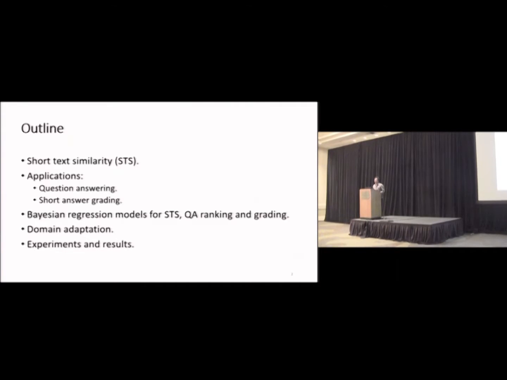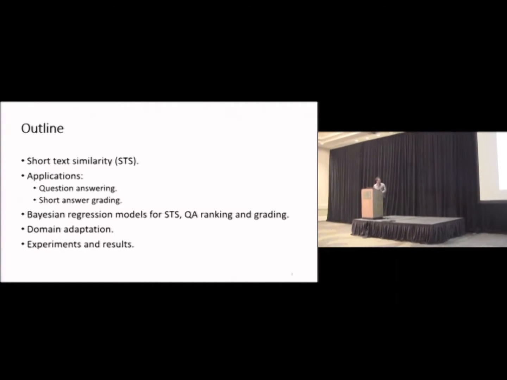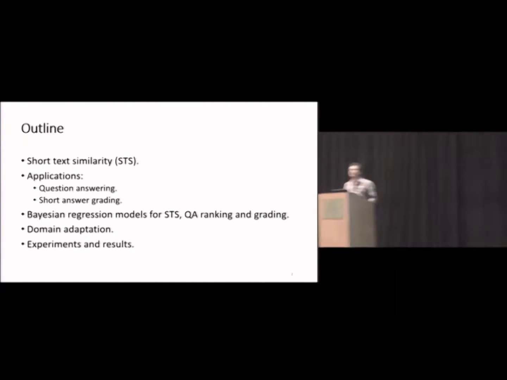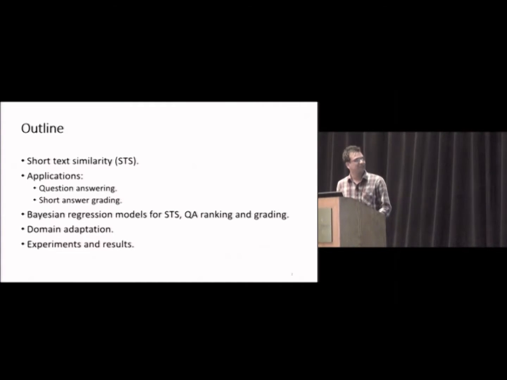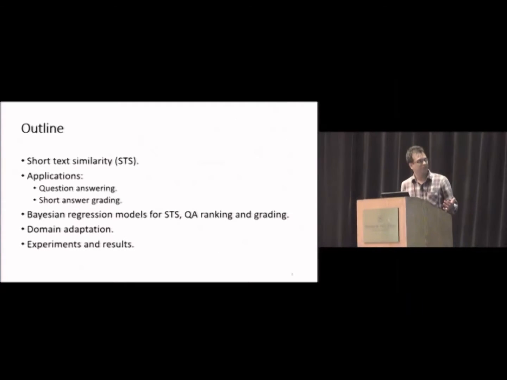This is a brief overview of the talk. I'll first explain the task of short text similarity, or STS, and how it can be applied to the more practical real-life tasks of question answering and short answer grading. I'll then briefly discuss Bayesian regression models for these tasks, which we then extend for domain adaptation. Finally, I'll present our experiments and results.